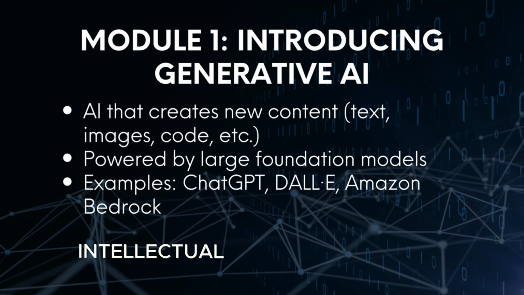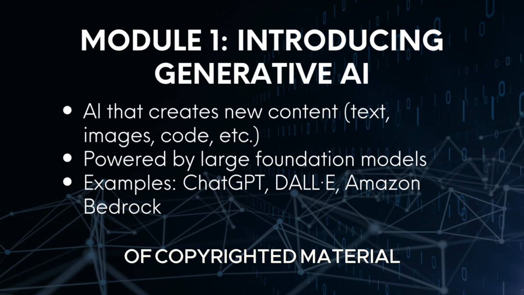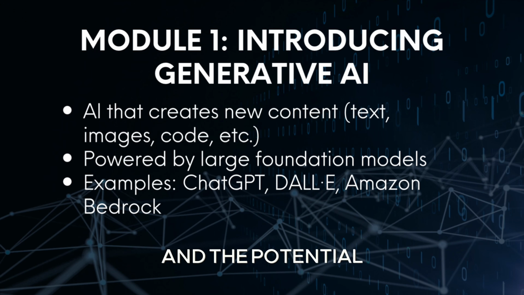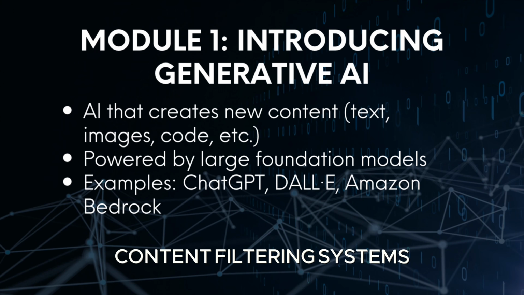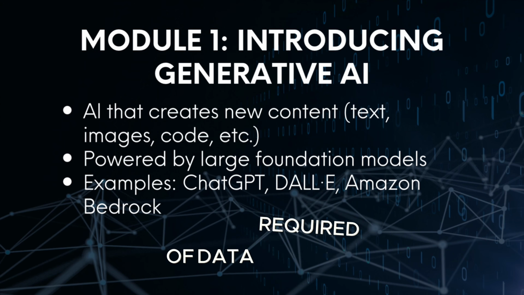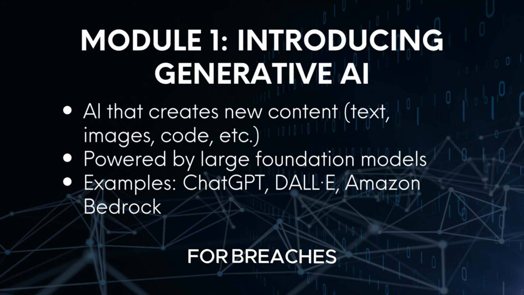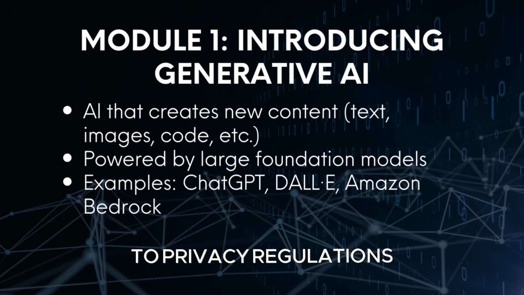We also have intellectual property concerns. So there could be the use of copyrighted material in training datasets and the potential for AI-generated content to infringe on existing IP rights. And so we need to carefully curate training data and use content filtering systems. There's also data security and privacy. The vast amounts of data required for AI models create potential vulnerabilities for breaches and privacy violations. And so adhering to privacy regulations is crucial.